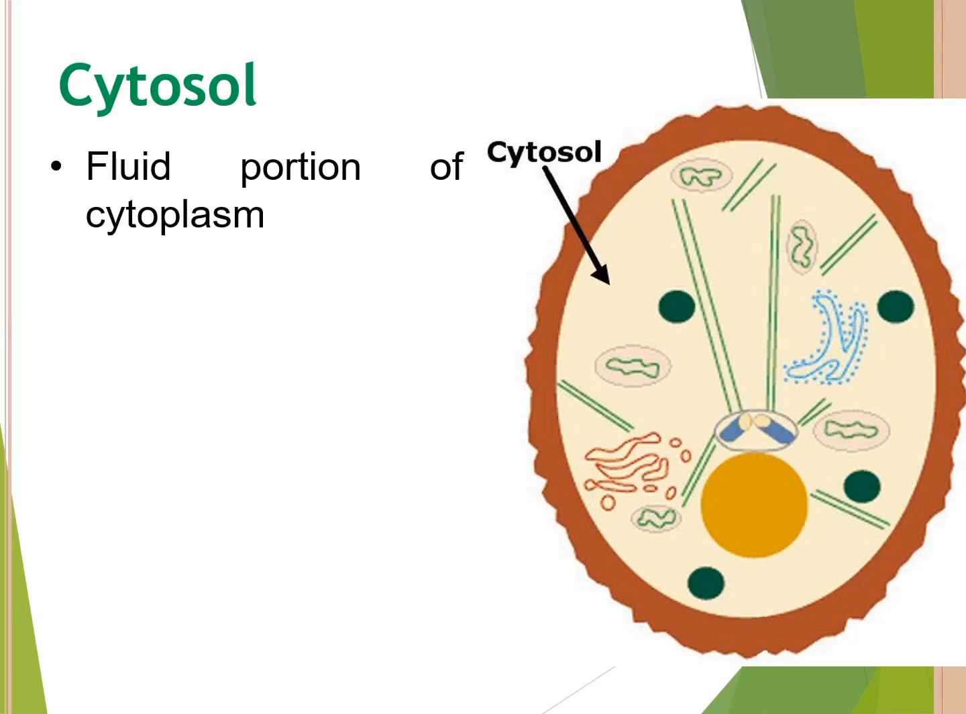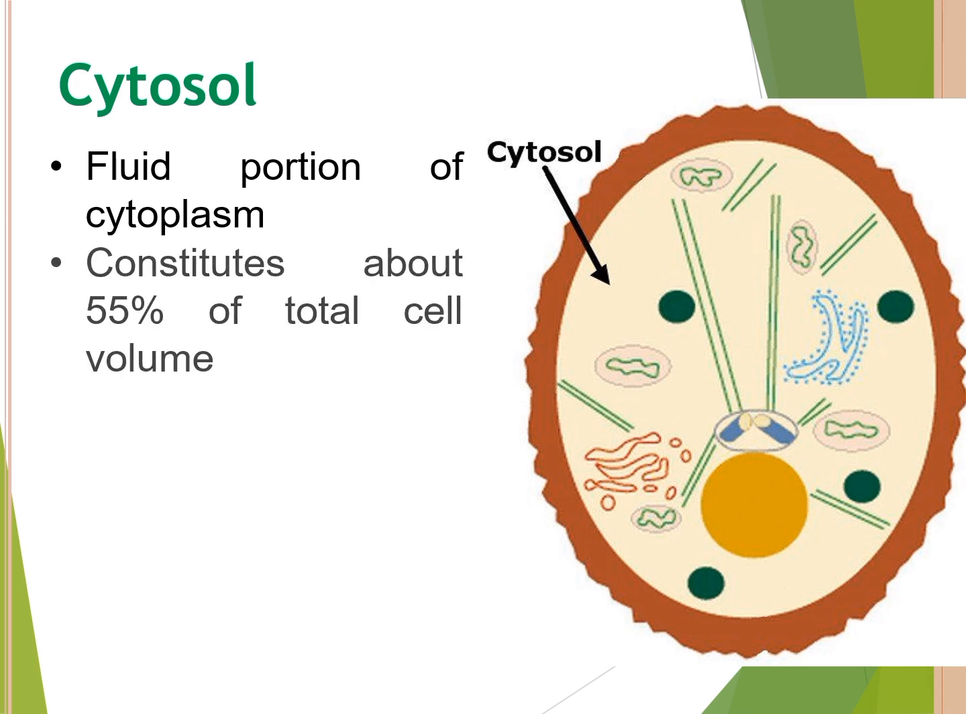Cytosol, or intracellular fluid, is the fluid portion of the cytoplasm that is surrounding organelles. It constitutes about 55% of total cell volume. Although it varies in composition and consistency from one part of a cell to another, cytosol is about 75 to 90% water plus various dissolved and suspended components.